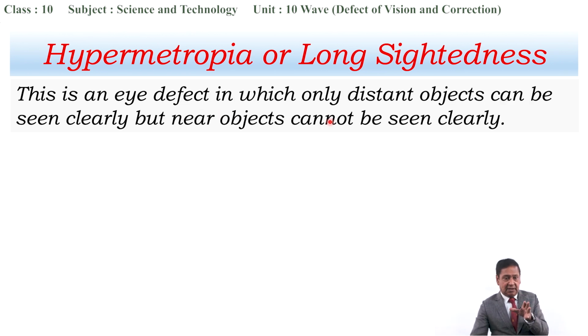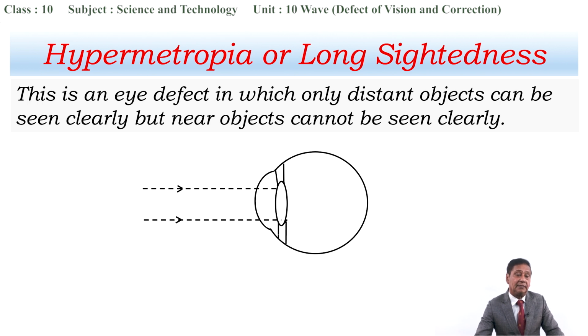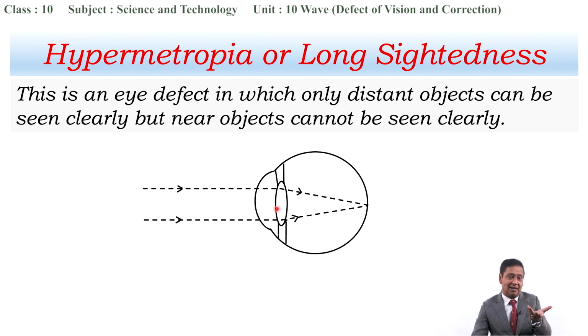This is an eye defect in which only distant objects can be seen clearly, just the opposite of myopia, but near objects cannot be seen clearly. This is hypermetropia or long-sightedness. Now this is the eye, and if the rays of light are coming from a distant object, then they can be focused on the retina. You can understand easily that the lens is thin. That's why a thin lens is necessary to focus the distant object on the retina, and we have a thin lens in the eye. That's why distant objects are focused on the retina.